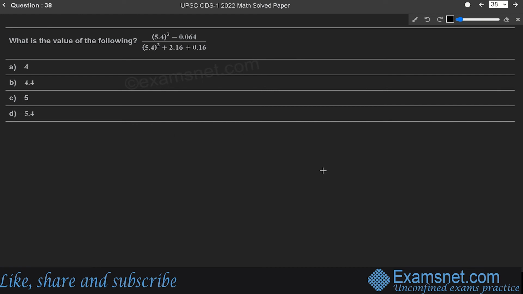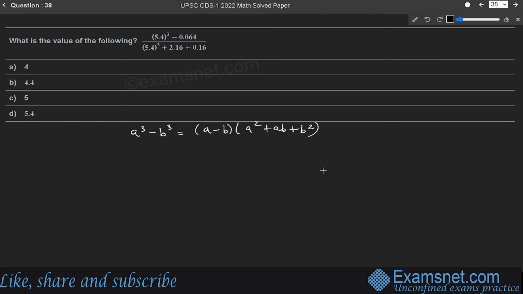Next question is, what is the value of the following? This is a different question. You can see that the numbers are in decimal form. So here we will use a formula. Since you can see that there is 5.4 cube, we can use a formula here, a cube minus b cube. Can you tell me what is the formula for a cube minus b cube? a cube minus b cube is equal to a minus b into a square plus ab plus b square.